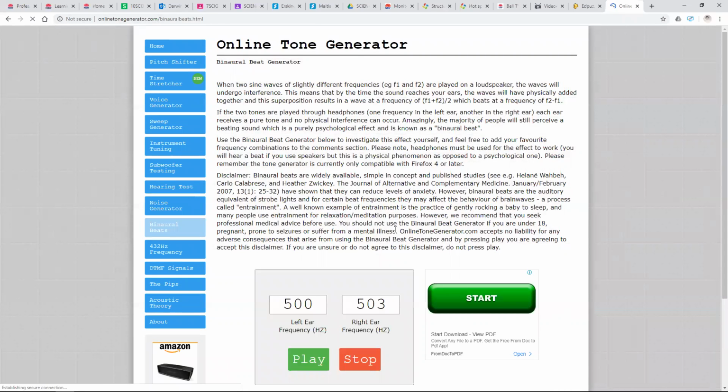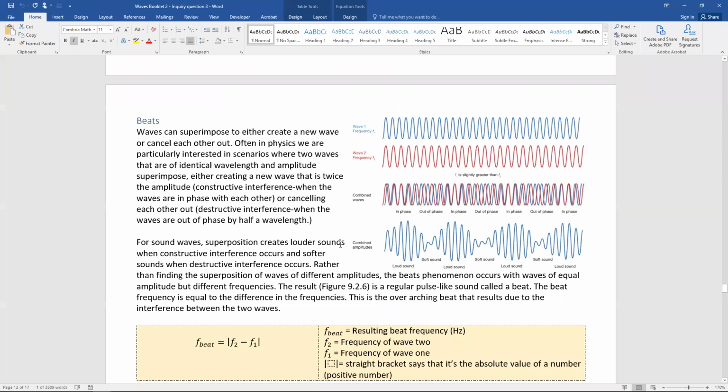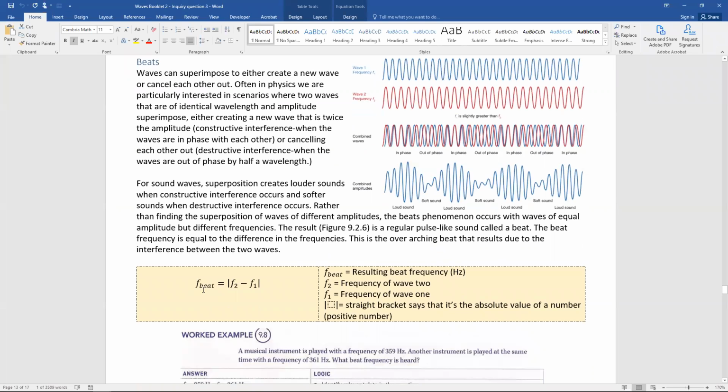Now what I'll demonstrate is with beats. It says here that the frequency, the number of oscillations that you'll hear over 1 second, is equal to the difference between the two frequencies. This symbol here means we're talking about the absolute value. Sometimes you might get a negative number, so disregard that negative number. It's always positive. It's the absolute value. So let's have an example.